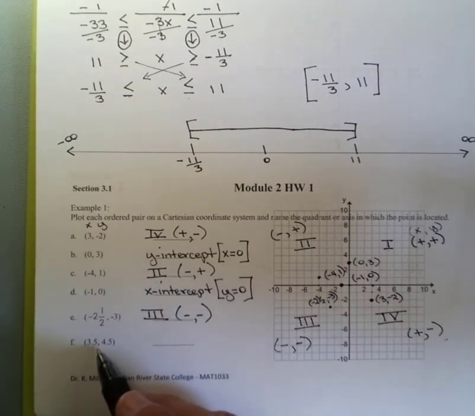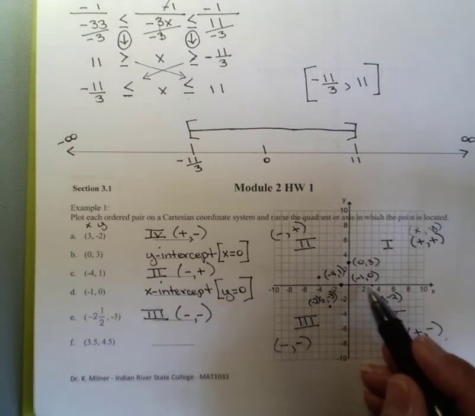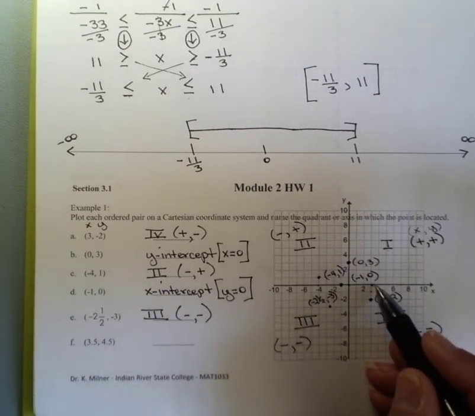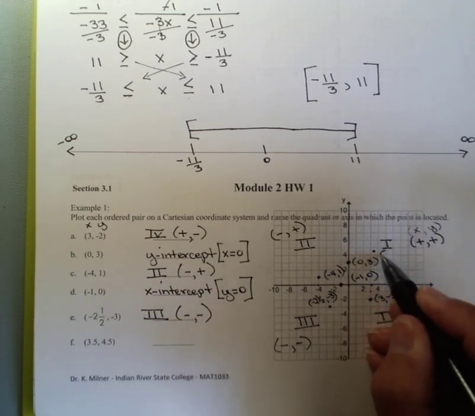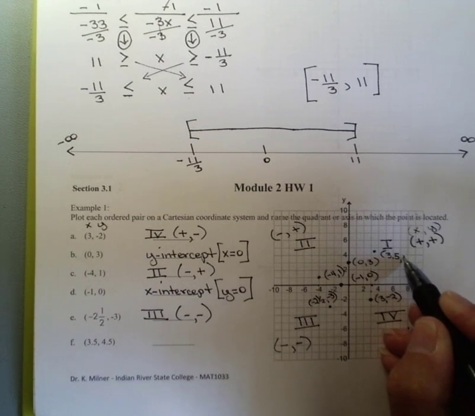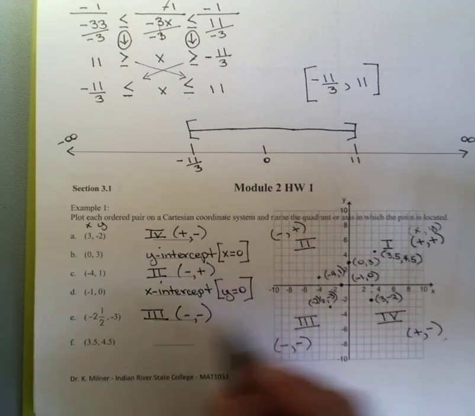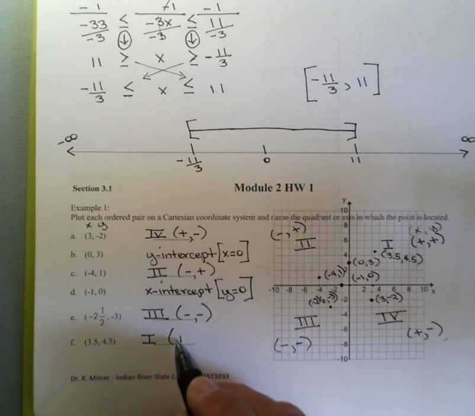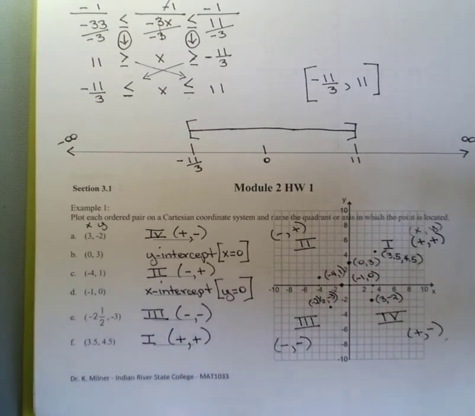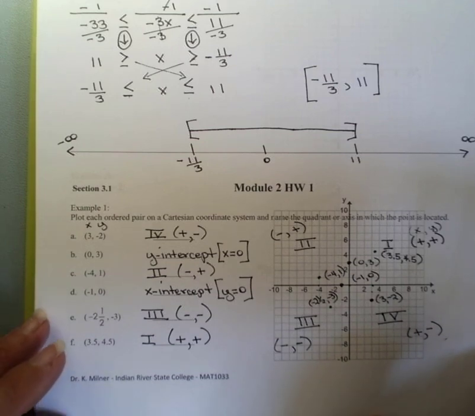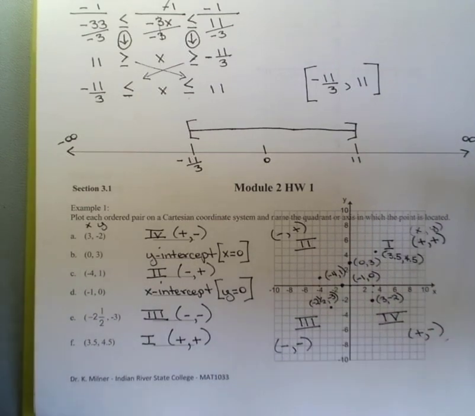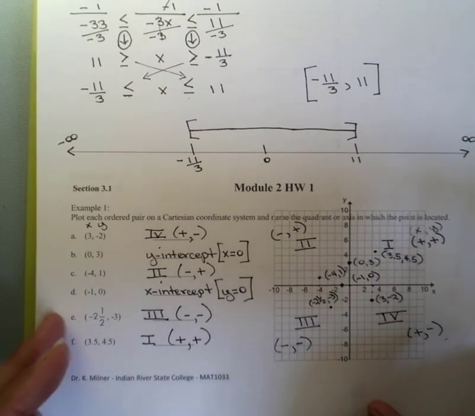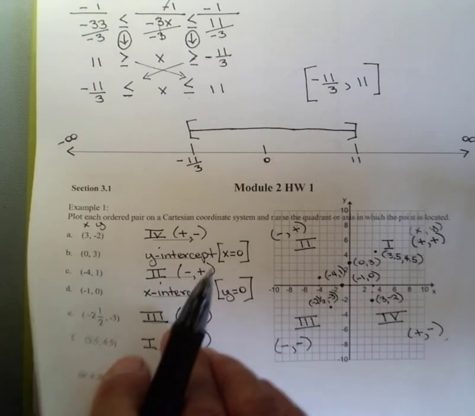Okay, what about 3.5, 4.5? If I go 3.5, I'm about here. And then I go 4.5, I have to go positive, so I go up. 4.5, I'm about here, right? So I've got (3.5, 4.5), positive, positive. It's going to be in the first quadrant. And we check it. Yep, positive, positive is always the first quadrant. So I hope that reminds you of how to graph points on the Cartesian coordinate system, because we're going to be using them as we start to graph linear equations or lines, okay? Let's go to the next page and see what we can do with that.